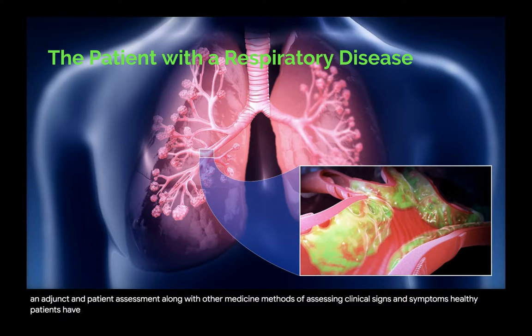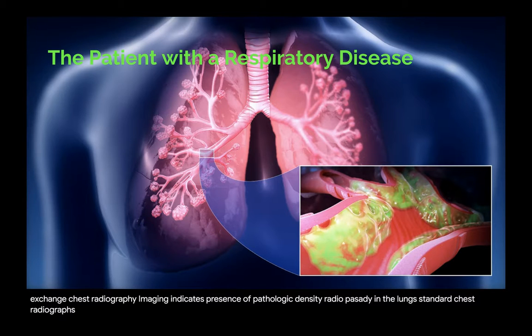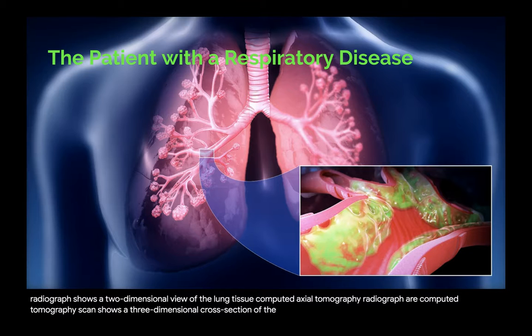Healthy patients have an oxygen saturation of 97% to 100%. Saturation of 90% or below signifies poor oxygen exchange. Chest radiography imaging indicates presence of pathologic density, radiopacity, in the lungs. Standard chest radiograph shows a two-dimensional view of the lung tissue. Computed axial tomography radiograph or computed tomography scan shows a three-dimensional cross-section of the lung tissue.